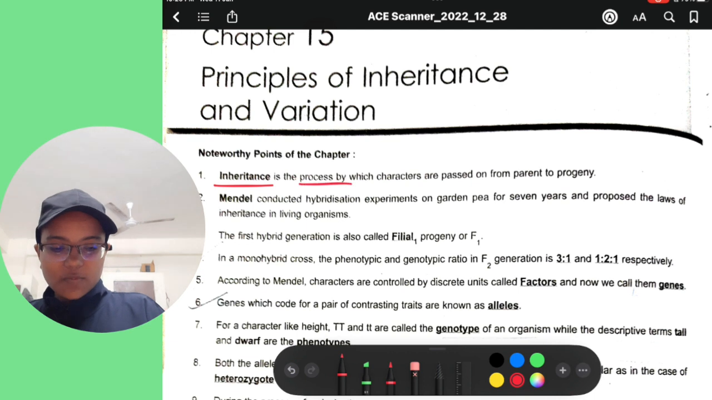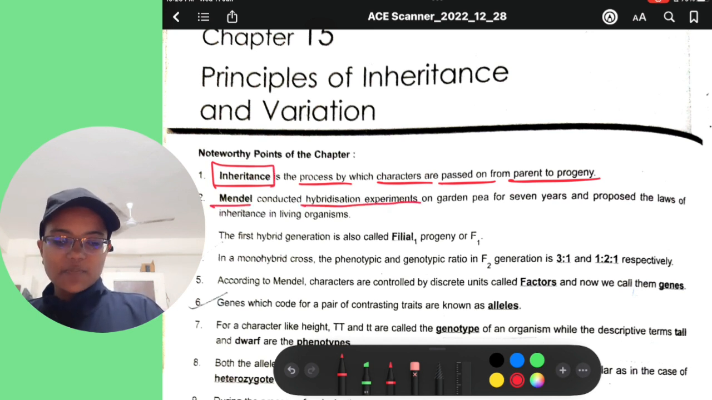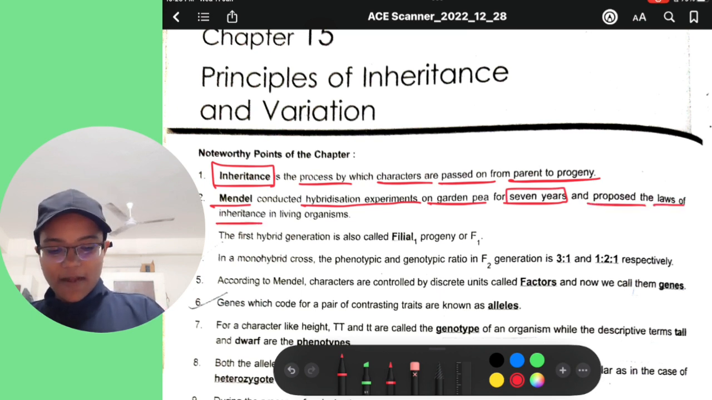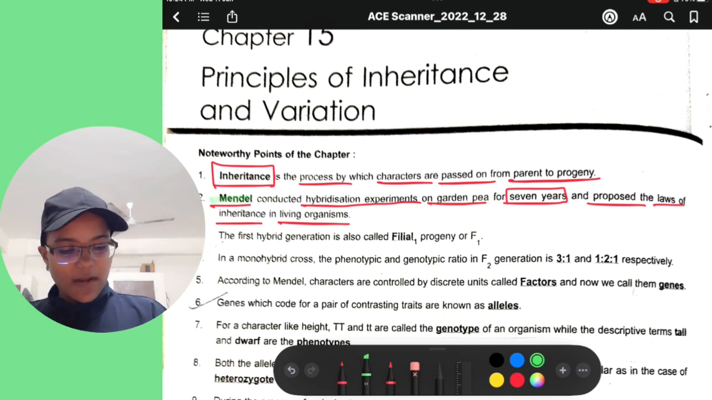Inheritance is the process by which characters are passed on from parents to progeny. Mendel conducted hybridization experiments on garden pea for 7 years, and proposed the laws of inheritance in living organisms. Who proposed the laws of inheritance? It's Mendel, Gregor Johann Mendel.